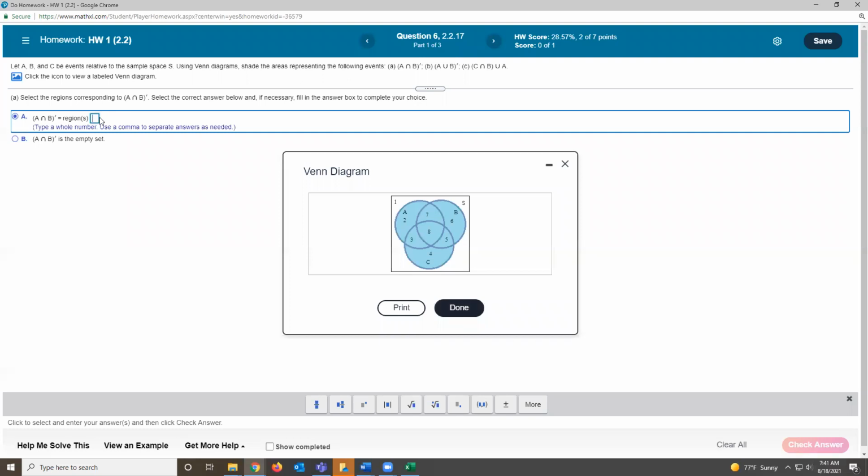So we'll have 7, 8 for A intersection B, and we have to take the complement of that. So the complement of 7, 8 is everything that's not 7, 8. So it's 1, 2, 3, 4, 5, 6.